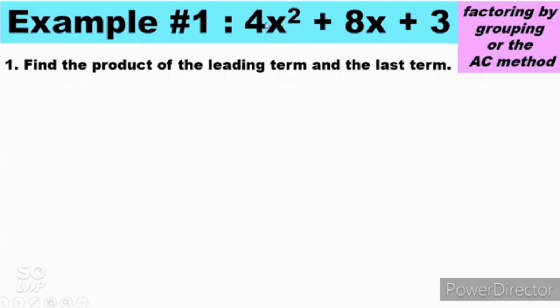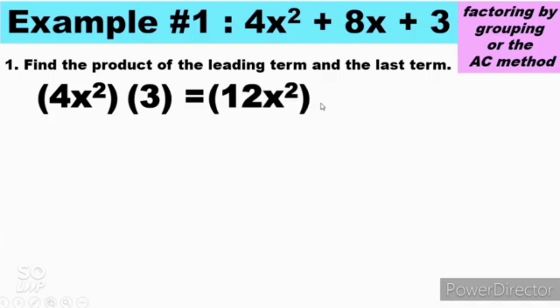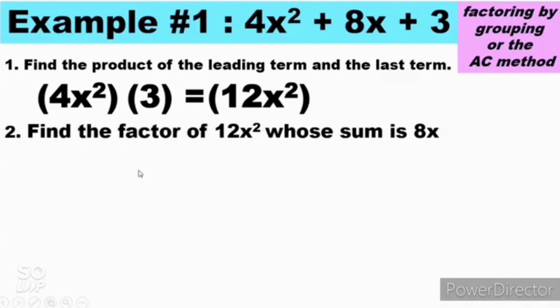So, 4x squared, leading term siya kasi siya yung may pinakamataas na exponent. Okay? So, 4x squared times 3 equals 12x squared. Then, the next step, find the factors of 12x squared whose sum is 8x. So, i-factor natin yung 12x squared. Dapat yung factor niya, pag pinag-add natin, it is equal to 8x, which is yung middle term ng given trinomial natin.